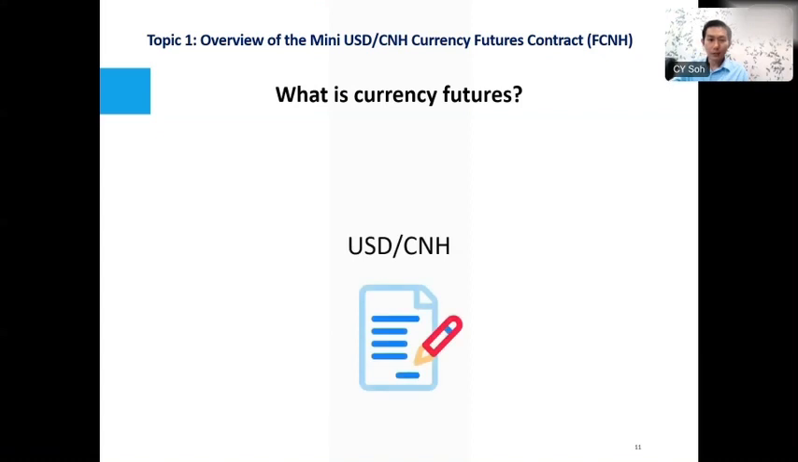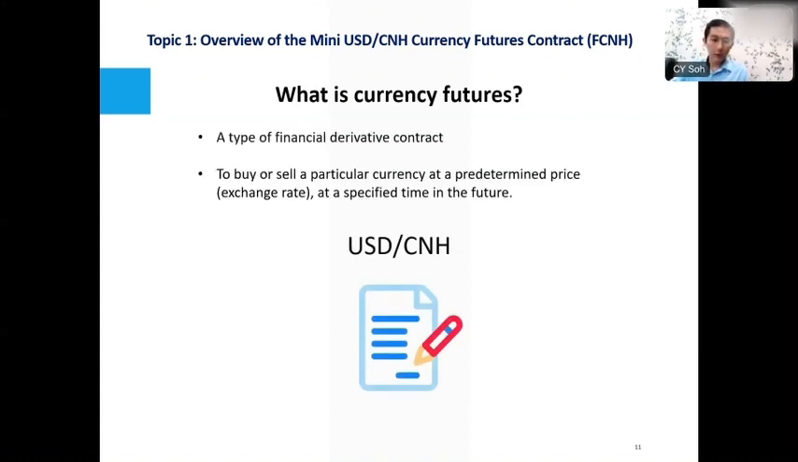So what exactly is currency futures? In short, currency futures is another form of financial derivative contract, and you can buy or sell that particular currency at a predetermined price on a future date. So currency futures are different from cash currency or spot currency, because there is no exchange of cash today.